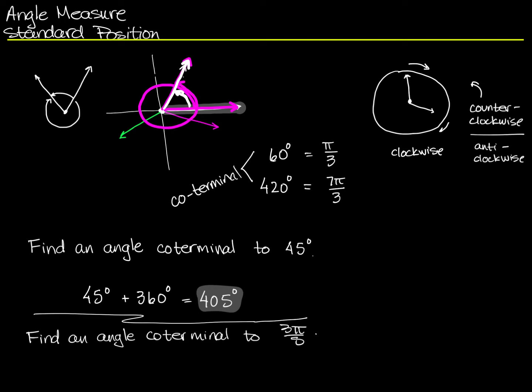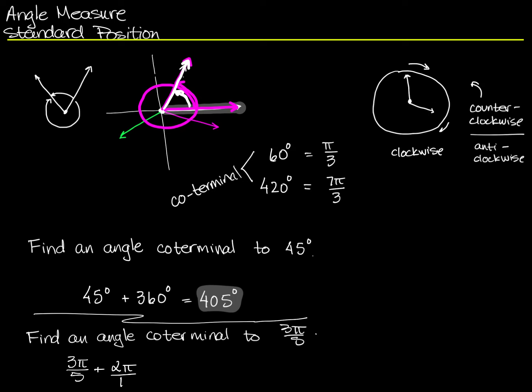Now let's find an angle coterminal to 3 pi over 5. Well, 3 pi over 5 has a pi in it, so I'm working in radians. If I want to add a full circle to 3 pi over 5, I can't do it in degrees, I have to do it in radians. A full circle in degrees is 360, but a full circle in radians is just 2 pi.